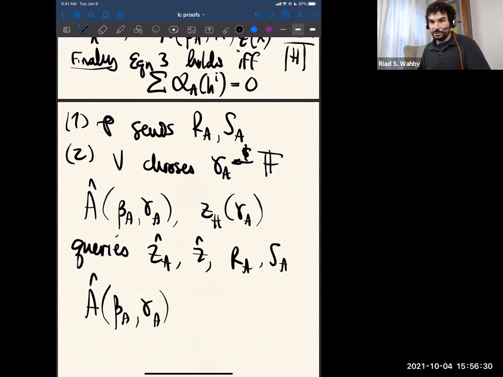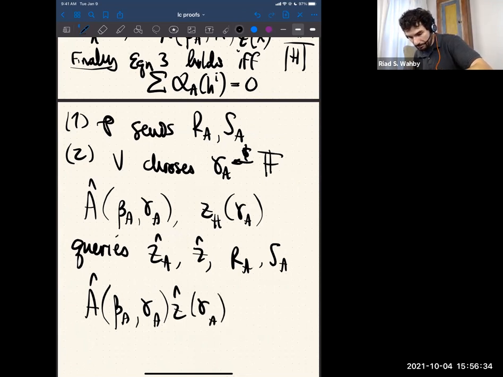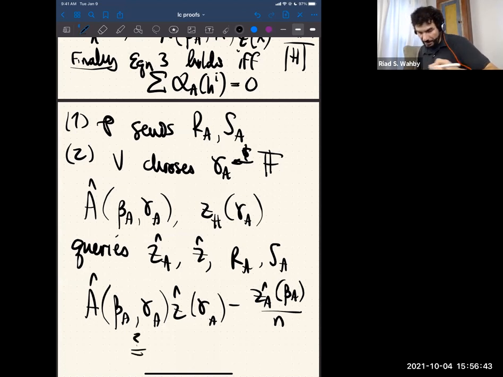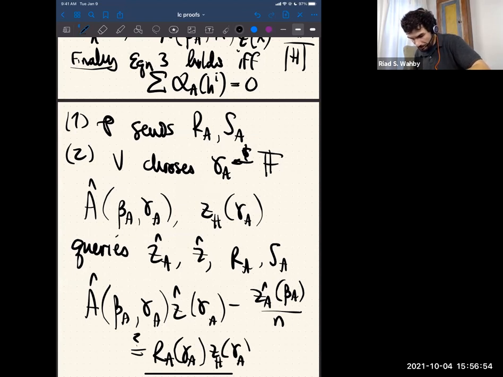So this is the evaluation of A hat times the evaluation of Z hat, minus the evaluation of Z sub A hat, divided by N. And that needs to be, because of our univariate sum check, equal to R of A times the vanishing polynomial plus gamma times S sub A.